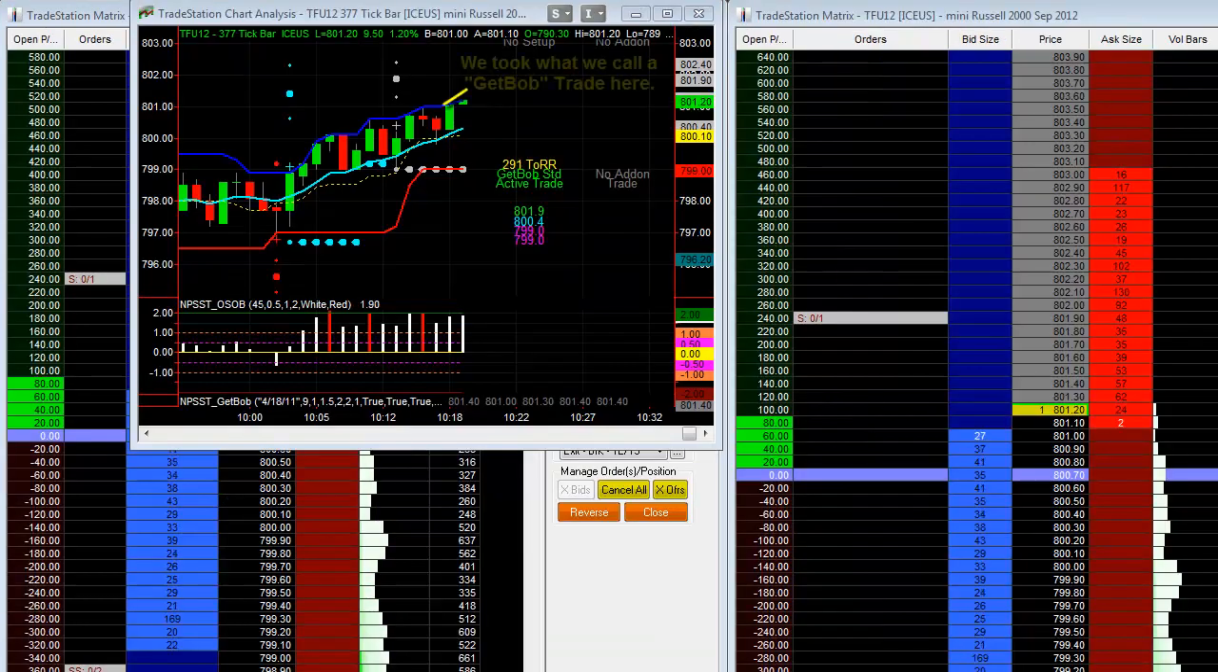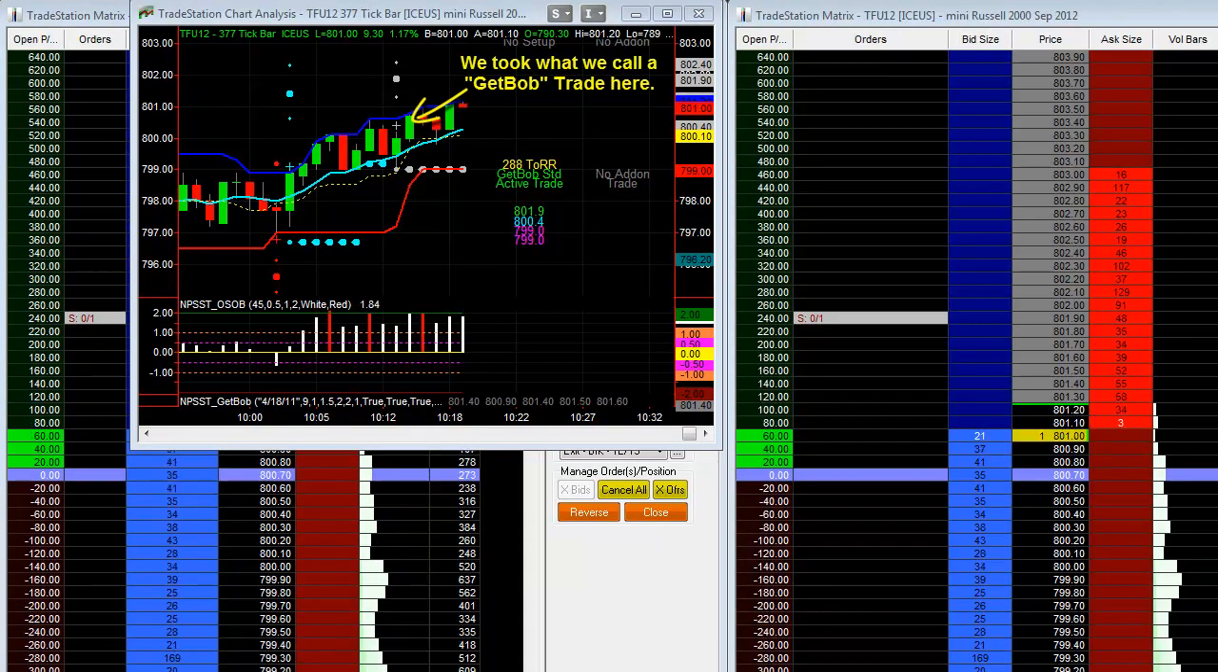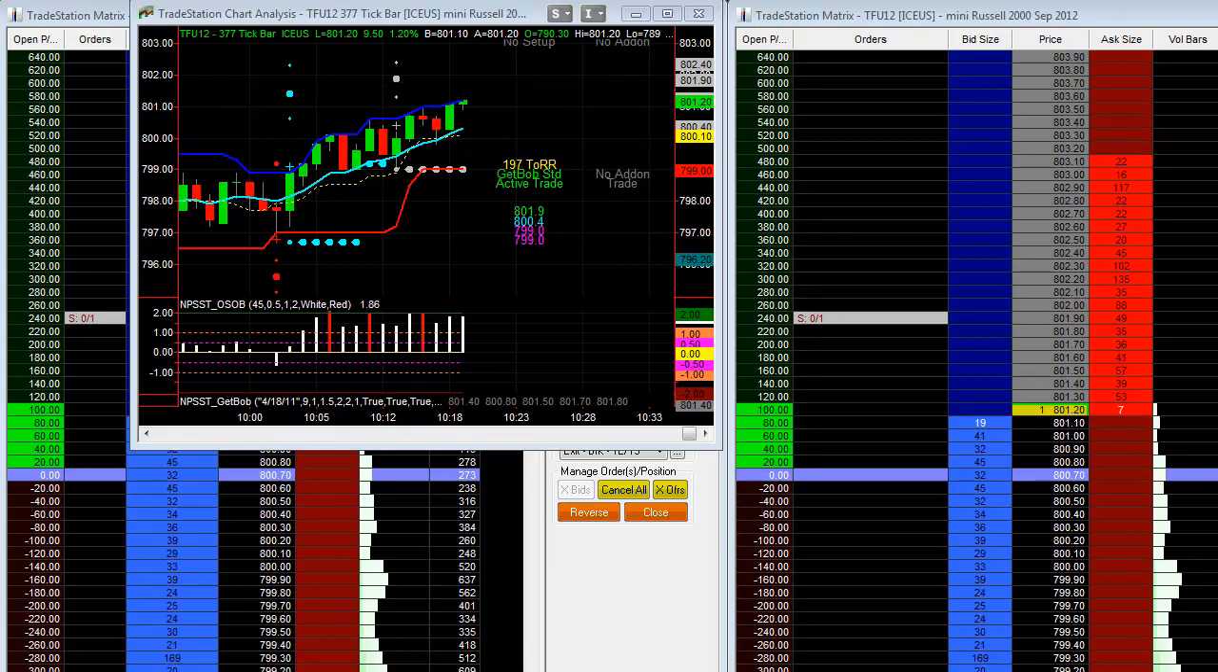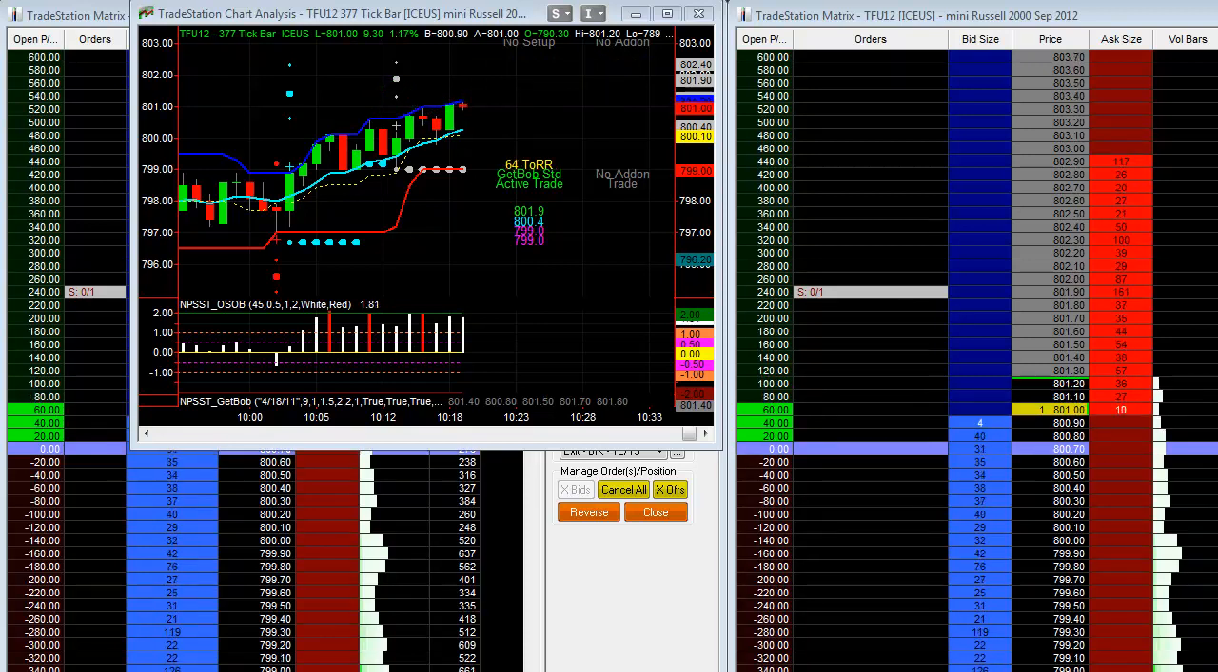All right, we'll see if this Russell trade's going to work for us. Unfortunately, we haven't been able to move our stops up. We're getting close to money management. And we got to work around the original entry.